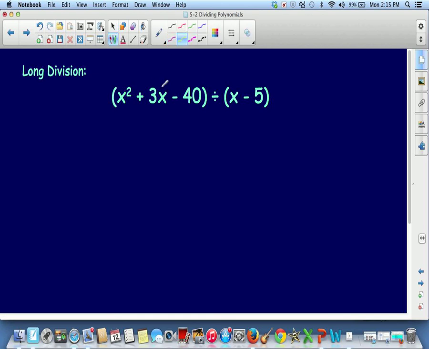Hello, Algebra 2 students. This is just a quick review of long division. So we put x minus 5 on the outside here, and x squared plus 3x minus 40 on the inside.